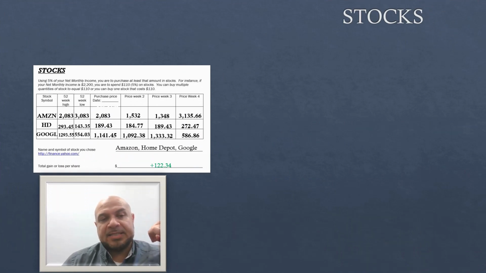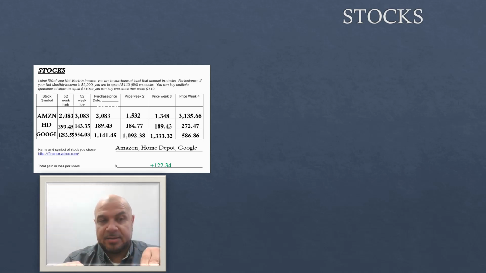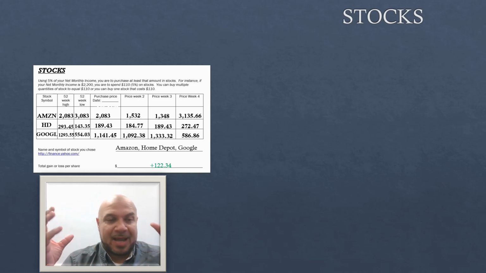Notice how my stocks portion of this looks. I went ahead and I filled it out. I typed in my information for week 1, my purchase price, week 2, week 3, week 4 for each stock, right? I screenshotted it and I have it here, and I'll list it underneath the bottom of it. I have the 3 stocks. In my case, for my example, Amazon, Home Depot, Google, right?